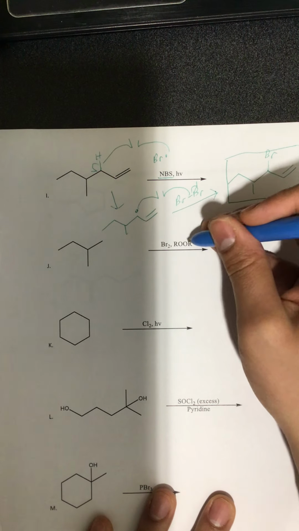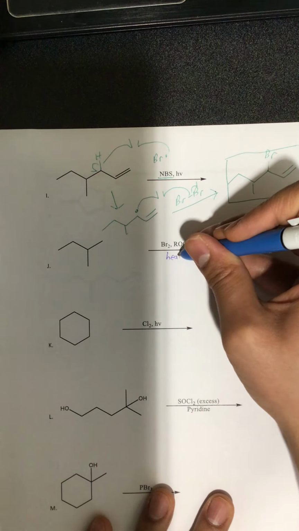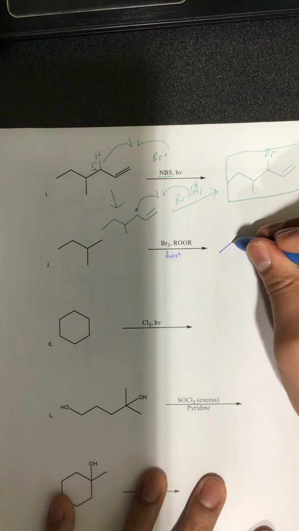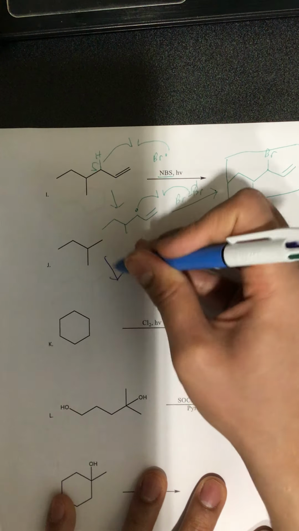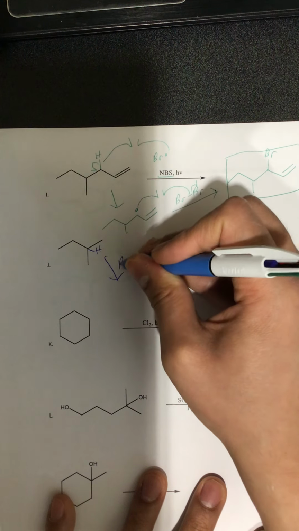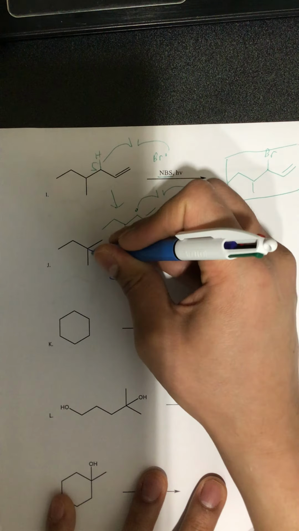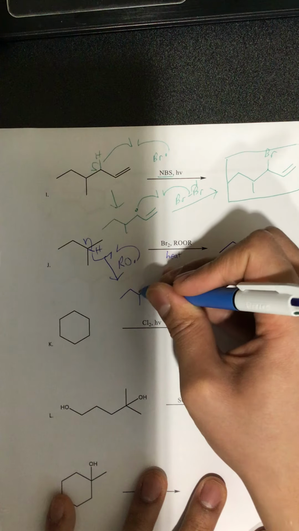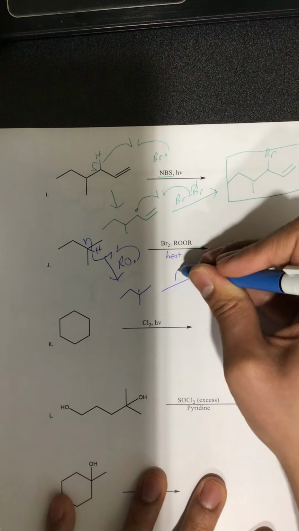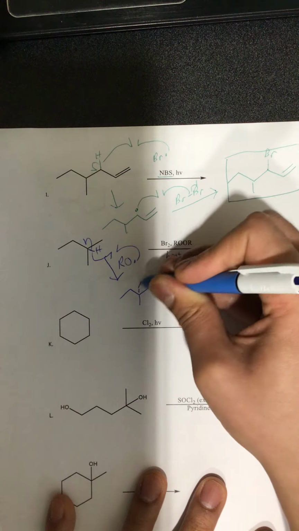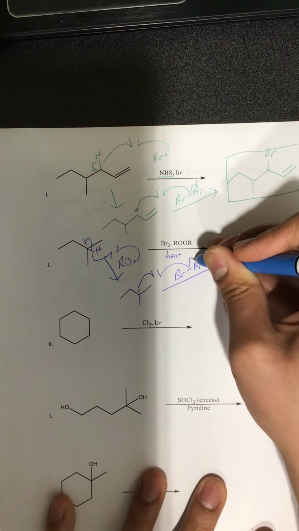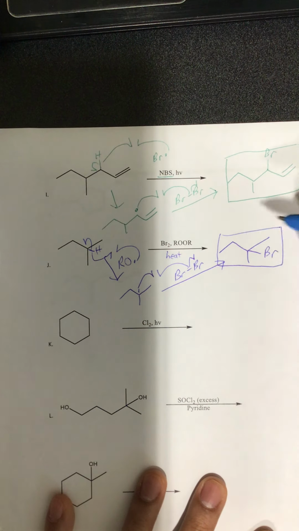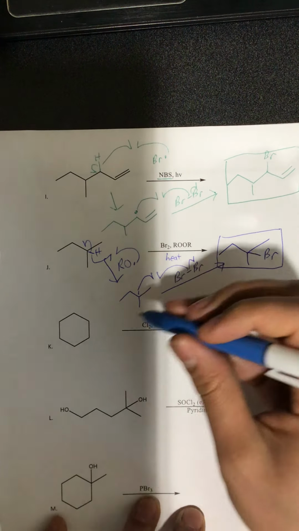This one's just Br2 and a peroxide, so usually you'll have heat that'll come with it, which I probably should have put. But if you see peroxide or light, you know it's a radical reaction. And this one, of course, is going to, I guess I should do this. Radical Br, just so that you have all the mechanisms here. Good. You get that.